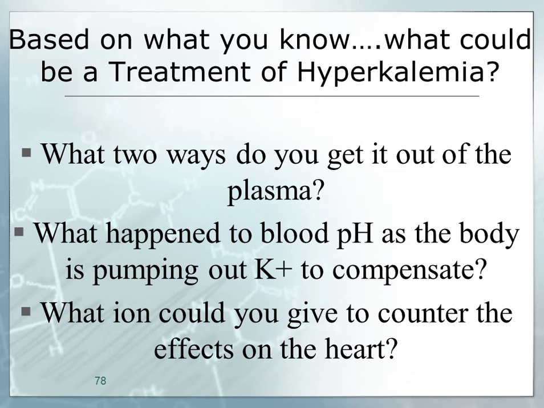So what's going to happen to the blood pH as the body's pumping potassium in? If the blood's pumping the potassium into the cell, guess what's getting pumped out of the cell? H+. Yep, so as insulin's pulling the potassium in, it's also pushing the acid out. So what's going to happen to their blood as a result? Slightly acidic.